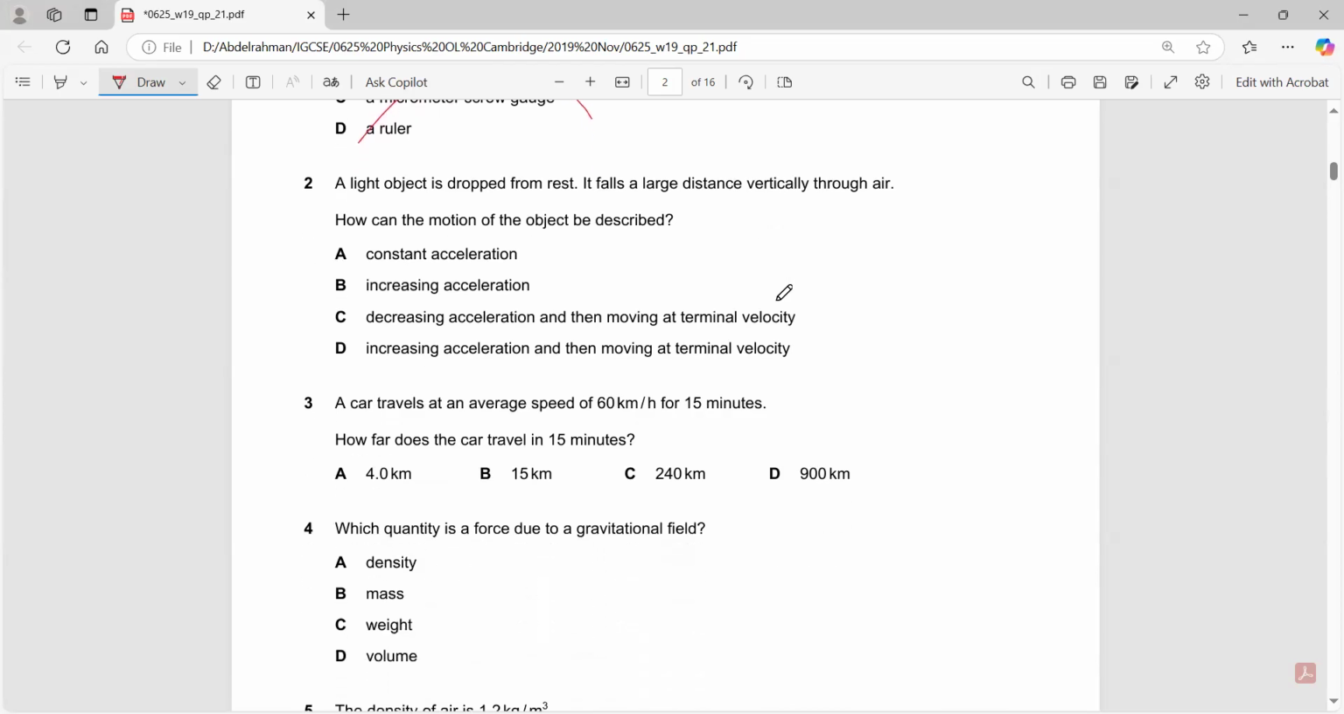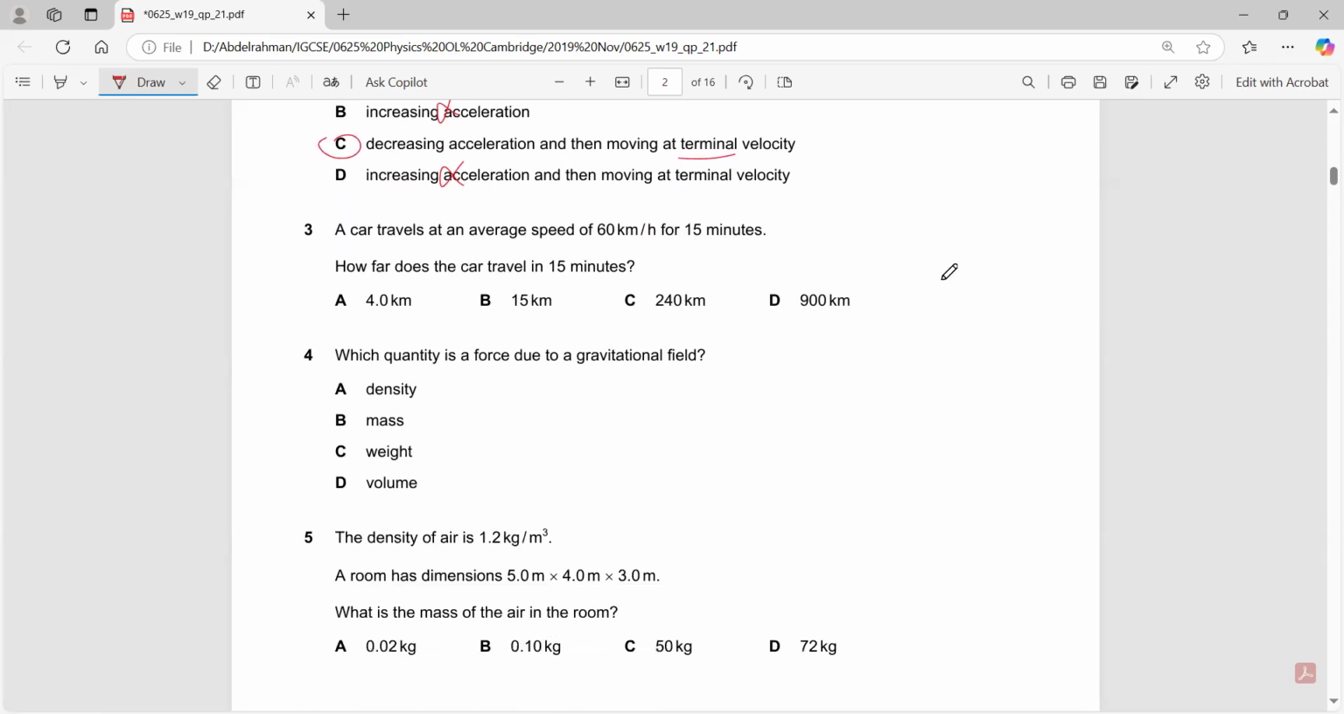Question 2. A light object is dropped from rest. It falls a large distance vertically through air. How can the motion of the object be described? As it falls down, the acceleration cannot be constant and it can never be increasing. The acceleration could be constant if air resistance was ignored. Decreasing acceleration and then moving at a terminal velocity. Yes, this is correct. The acceleration is never increasing. It's either constant if you ignore air resistance, or it would decrease if there is air resistance.